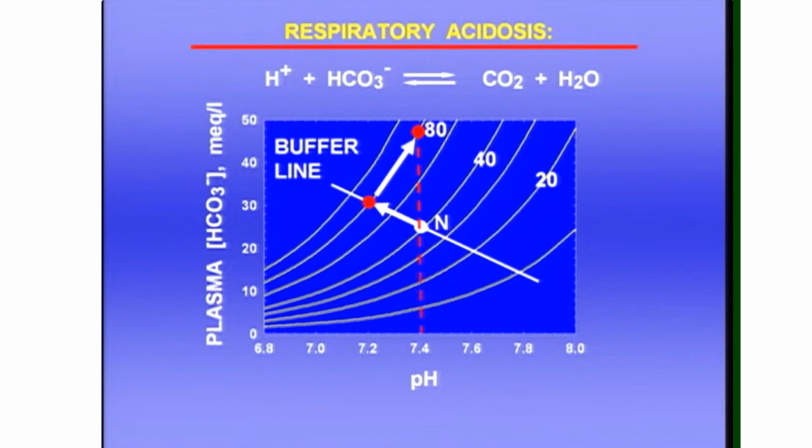Now we have a name for the vertical distance between the point and the normal buffer line. And that is called the base excess. It's a measure, you see, of the amount of bicarbonate which has been added. And the base excess, in this case, the example I'm showing here, this is about 24, this is about 48, so what's that? Something like 24, if I've got my sums right, would be the base excess in milliequivalents per litre. Okay, so that's respiratory acidosis.